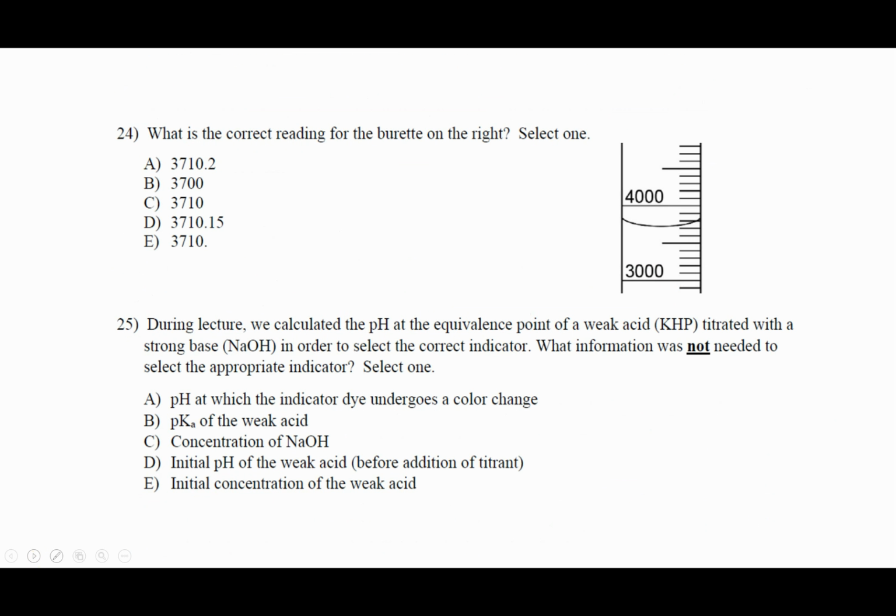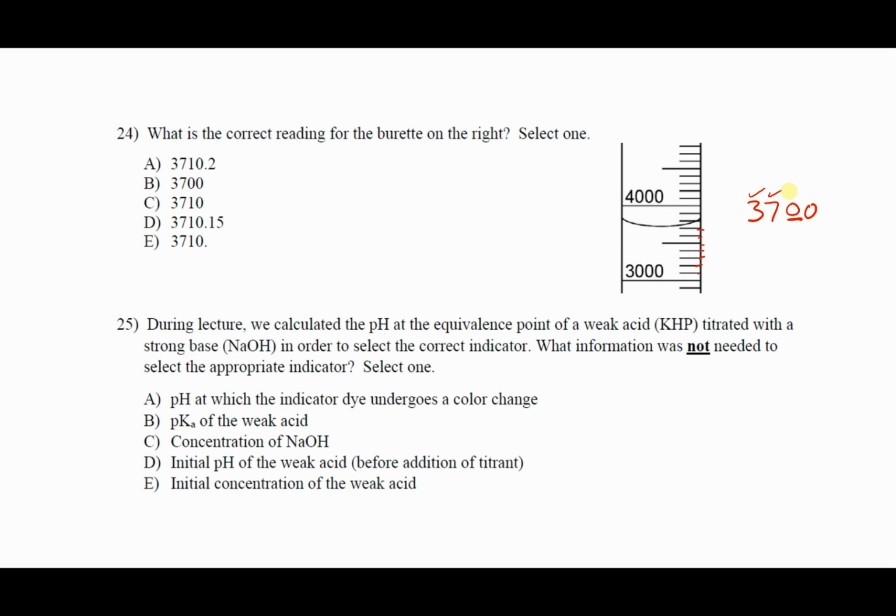What is the correct reading for the burette on the right hand side? Well, 3,000 is a definite certain number. Then there's 100, 200, 300, 400, 500, 600. I'll call that 700. And then the first one that we have to guess on is going to be in this decimal place. I'd probably say it was 0 and then 0 to set the thing.